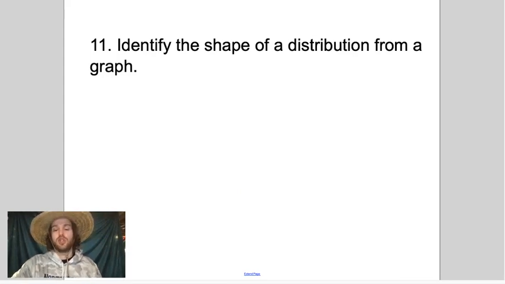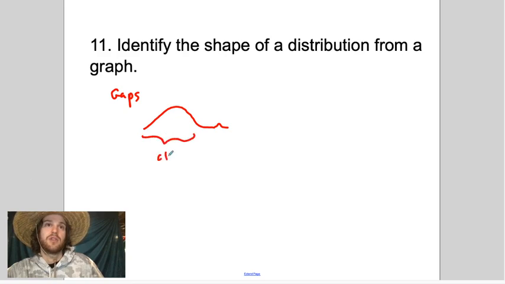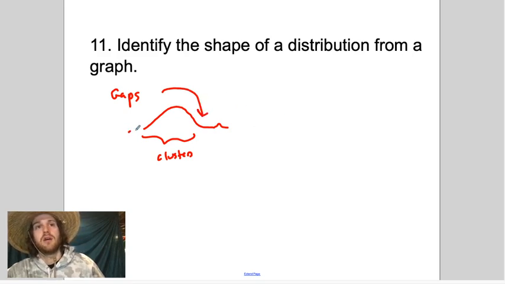Identify the shape of a distribution from a graph. Sure. There's a couple things you can talk about shape. The first is, you can talk about gaps. If you see a bunch of data like this, and then there's a stretch, and then a little bump at the end, that would be a gap for a dot plot. You can talk about these things as clusters. If it's just one data point over here, I don't know if that would really constitute a cluster, but clusters, and then this is our gap that we have in our data. That's some vocabulary you can use to describe shape.